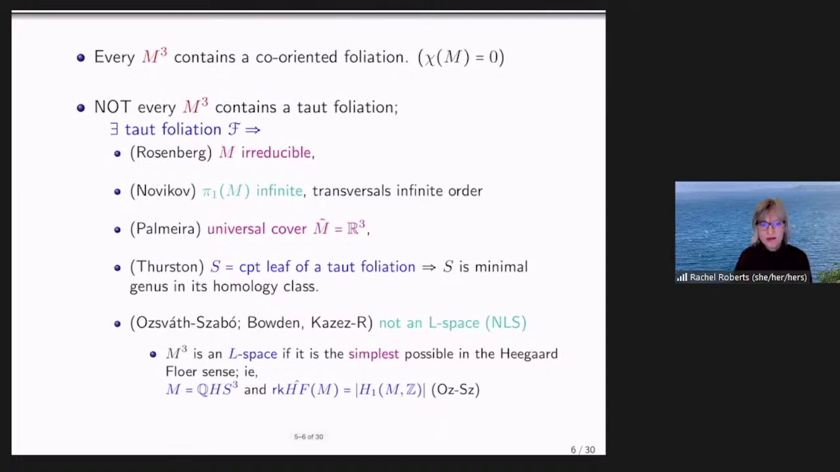So Ozsváth and Szabó, in the smooth setting, showed that if you have a foliation, then you definitely are not an L space. The foliation gives you an interesting contact class. And then Boyer, Gordon, and I showed that you could extend this to the non-smooth situation.